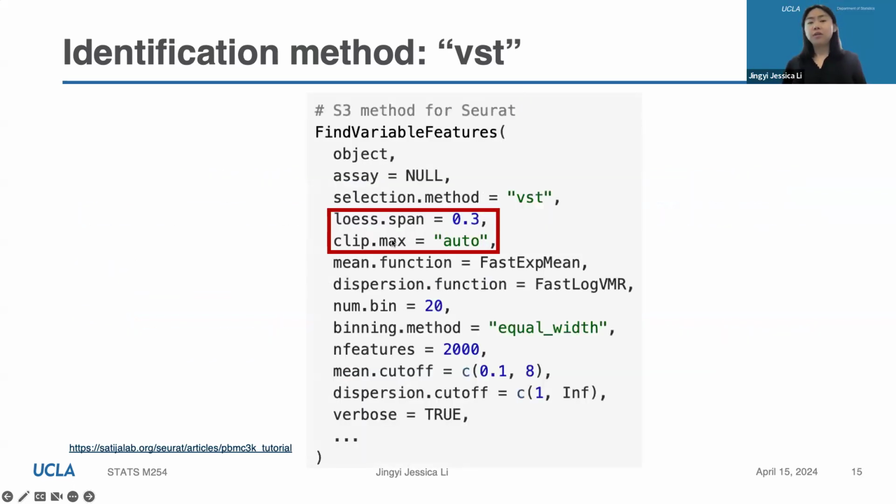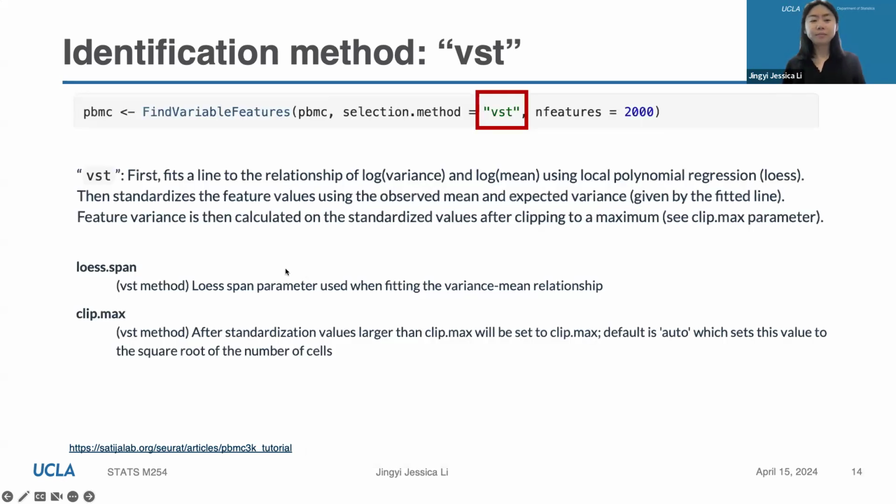You see these two have default values. Loess span is set by default as 0.3, and clip max is set as auto. Okay, what does auto mean? After standardization, values larger than clip max will be set to clip max. The default is auto, which sets this value to the square root of the number of cells.